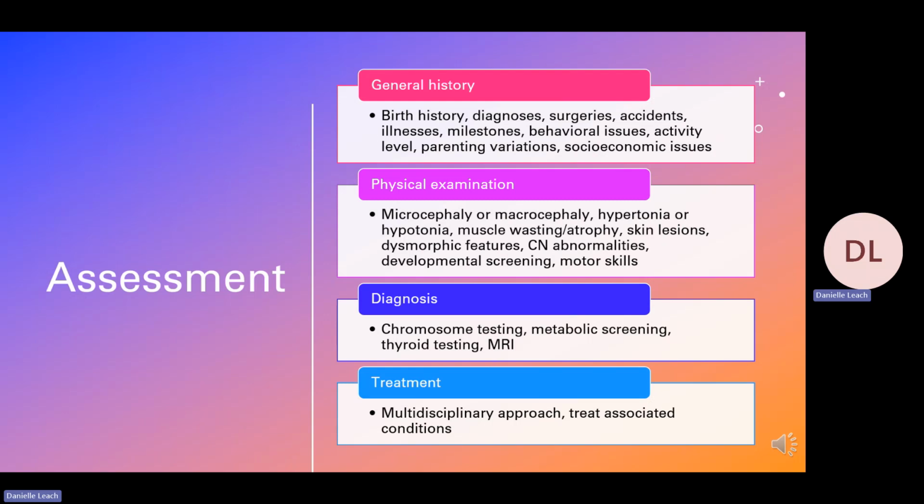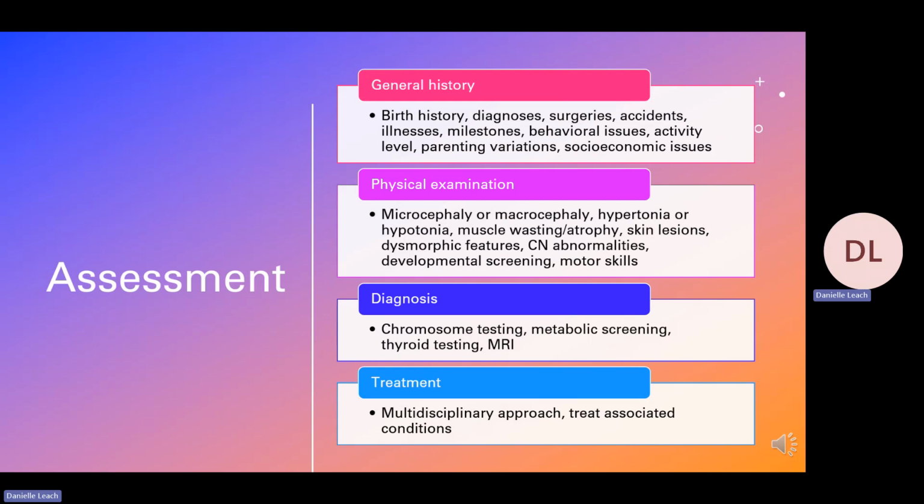Do they have evidence of any muscle wasting or atrophy? Do they have any skin lesions? Do they have any dysmorphic features like low-lying ears, a flattened nose, any abnormal eyelid creases? Do they have any cranial nerve abnormalities? So when we're doing any of that testing, such as on their facial nerve or their extraocular eye movements, anything like that, that is abnormal.